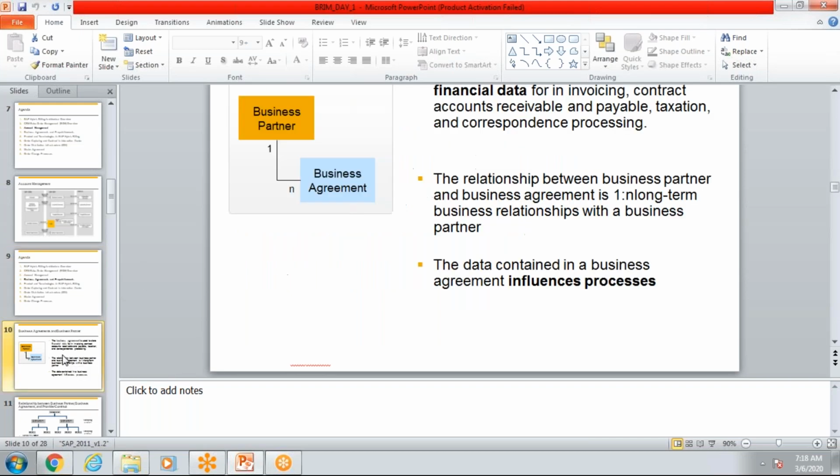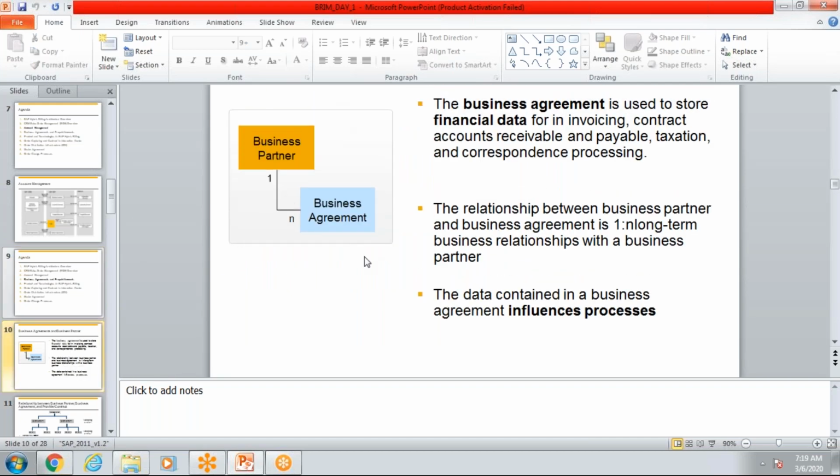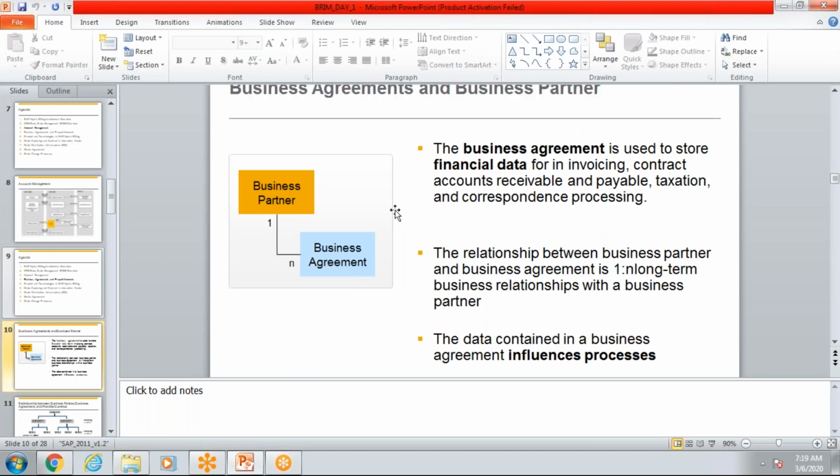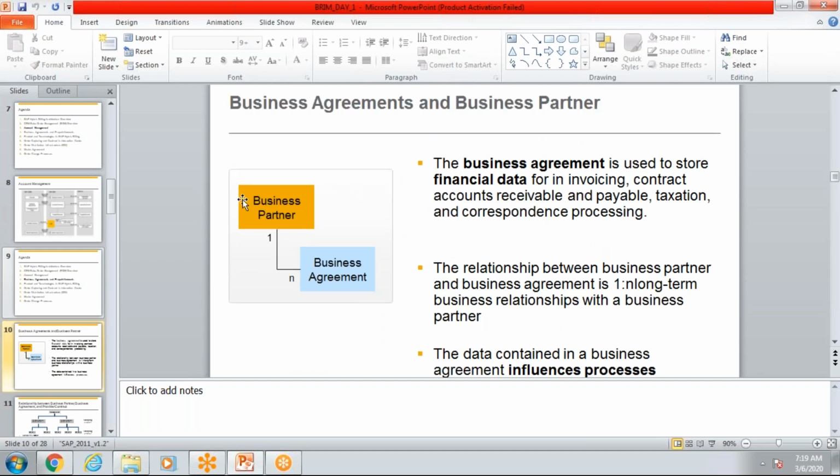Master agreements and business partner and business agreements. If you see here, the business partner is 1 and the business agreements are N. That means I am one customer, but I can maintain not just one bank account in my account. I can maintain 2 to 3, n number of bank accounts.